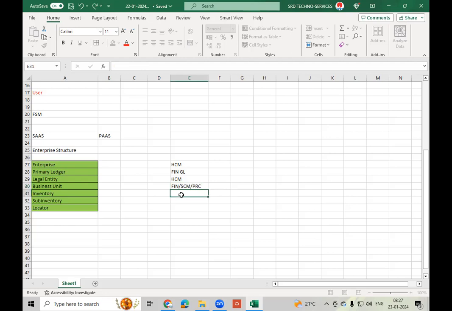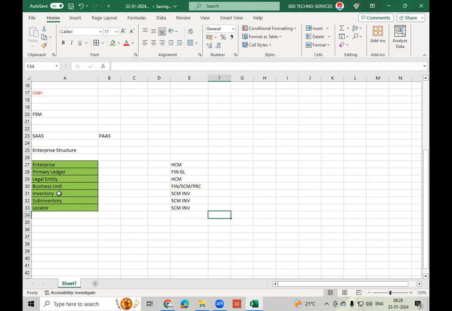So next, inventory, who will configure? Always these three setups will be configured by an SCM consultant. In SCM, there are many different modules, right? So who will configure this? The inventory consultant will configure this inventory, sub-inventory, locator.